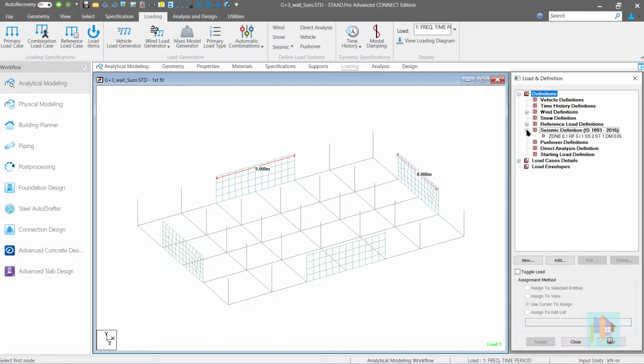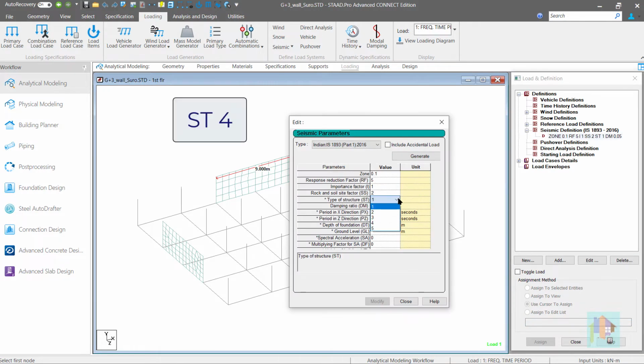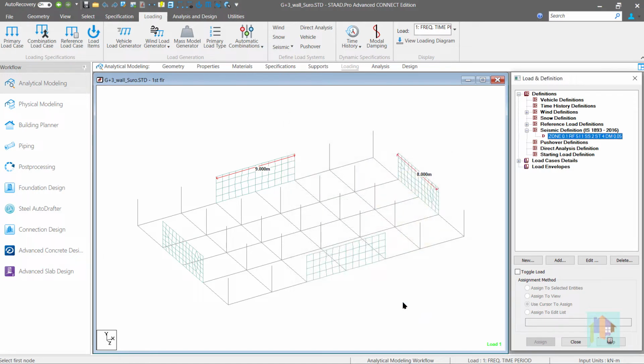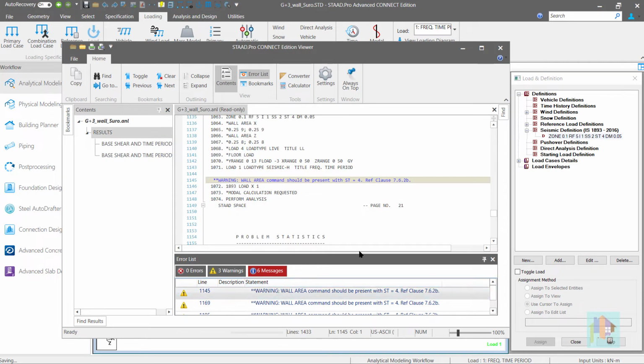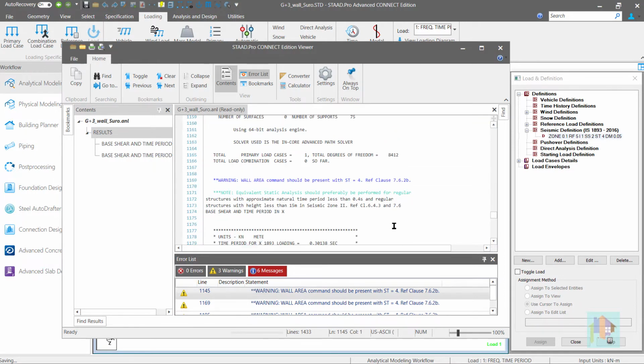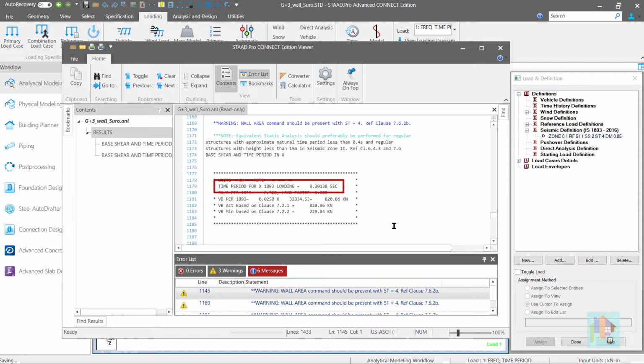To consider this, first we need to define the structure type as 4, which refers to equation B. Then we need to inform STAAD about different wall dimension. Though we have modeled the walls using FEM, the program doesn't use this plate mesh information. If we don't provide any wall information and simply analyze the structure with the ST4 parameter, a warning message is reported in the output, which suggests to provide required wall data. In such case, when wall information is missing, time period is calculated using equation 0.09h by root d.